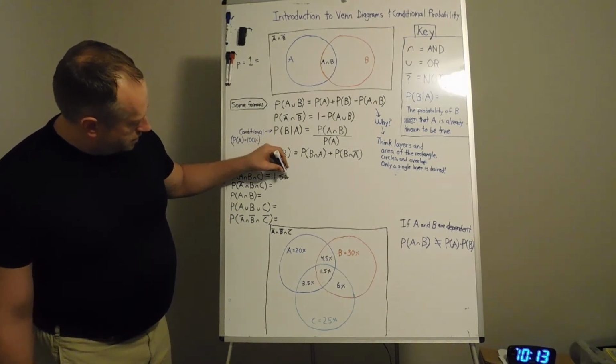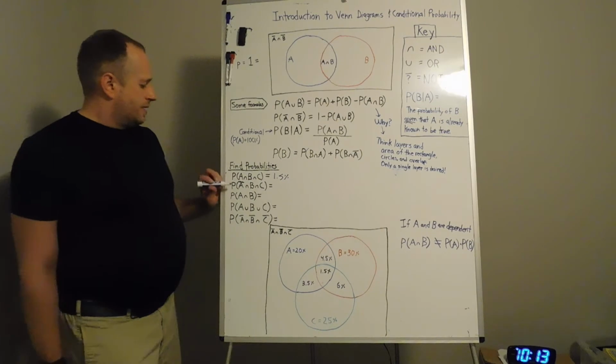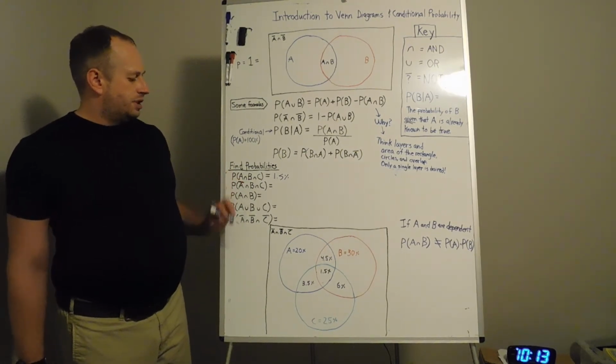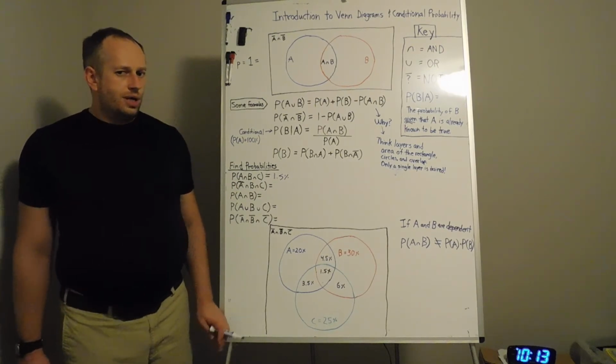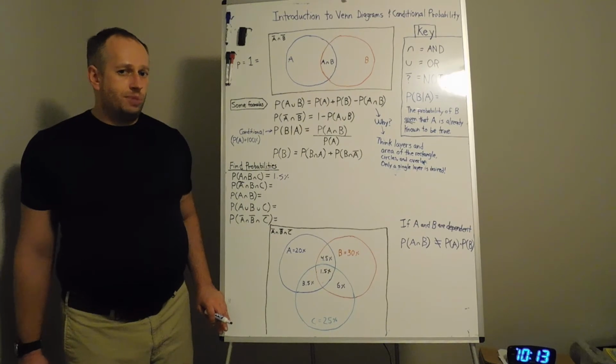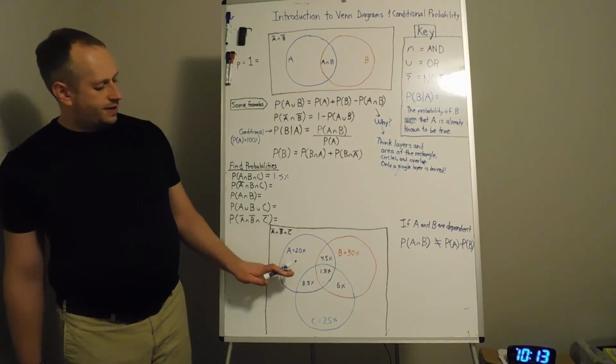1.5%. I show it right there. What about the probability of not A and B and C? So we have to find an area where it's not within A, but it is within B and C. Can you find that?